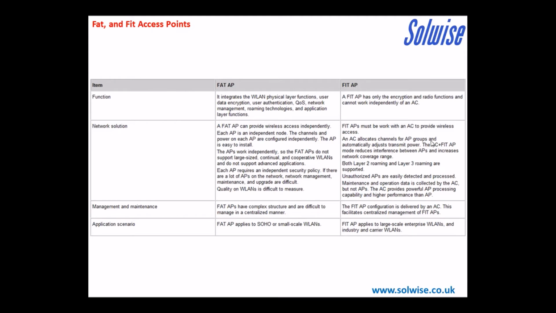You take away a controller, a FIT access point won't work because they do not have the built-in intelligence. So it's up, for example, to the controller to allocate things like channels for AP groups, to control transmit power, to control features like roaming, be it layer 2 or layer 3. But as such, it does mean that it's very, very easy to do management of those access points because they're all being centrally controlled and managed by the controller.